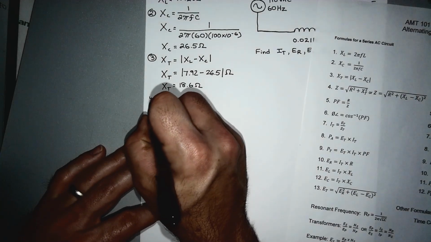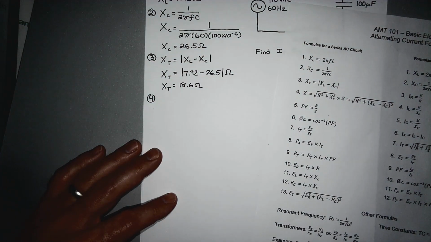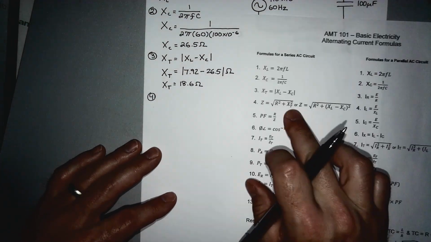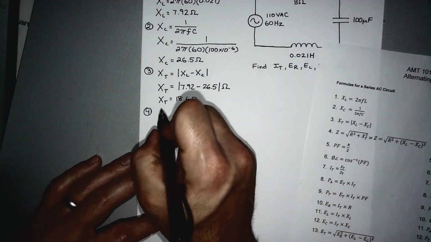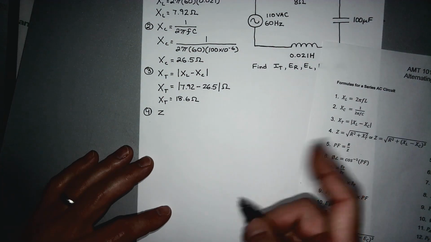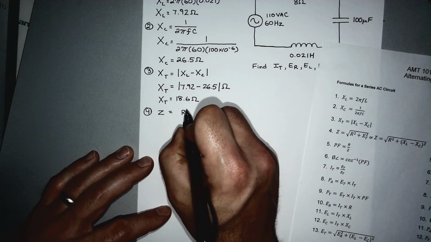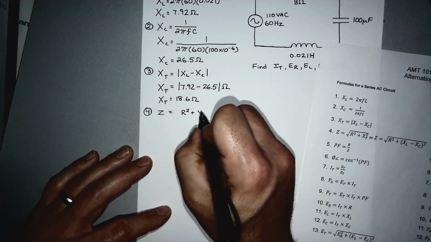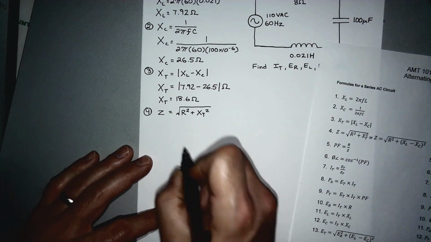We can either do it in terms of X sub T, or we can do it in terms of X sub L minus X sub C. So since we have X sub T, let's do it in terms of X sub T. So Z equals R squared plus X sub T squared, and then we're going to take the square root of all of that.